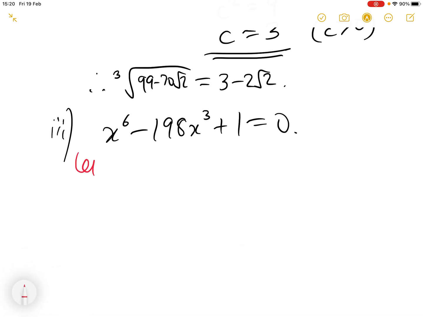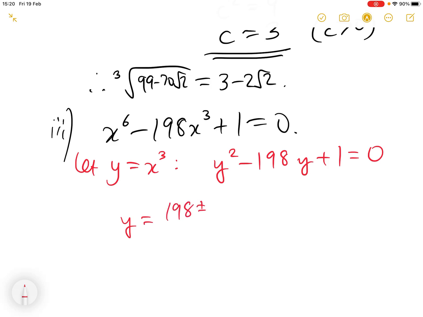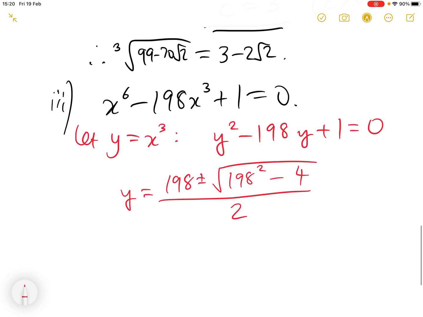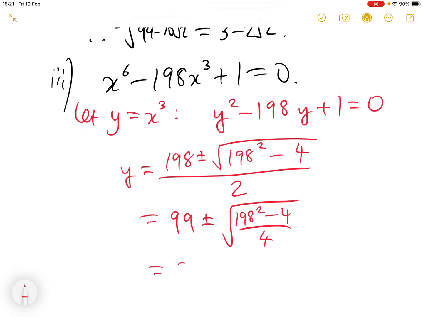Because if we make a change of variables, if we let y be x cubed, it turns this equation into y squared minus 198y plus 1 equals 0. And then we can solve this using the quadratic formula, or by completing the square. So we obtain y is 198 plus minus this all over that. 198 over 2 is easy enough, that's 99. If I include the 2 inside the root, it becomes a 4, and 198 squared over 4 is the same as 99 squared. So this is 99 plus minus root 99 squared minus 1.